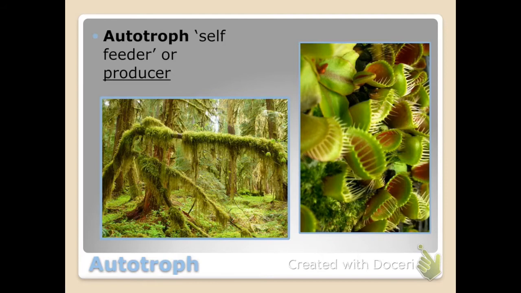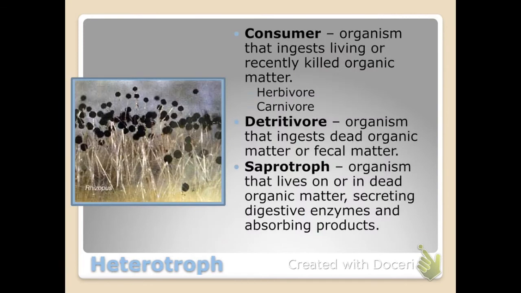However, I want you to keep in mind, with the example I have showing here, that some organisms can be both photosynthetic and carnivores or consumers. The second category of nutrition is heterotroph, and a heterotroph is basically other nutrition, or a consumer, something that must ingest existing nutrients and is pretty much reliant either directly or indirectly on producers, on autotrophs. So a consumer, like I said, is an organism that ingests living or recently killed organic matter.